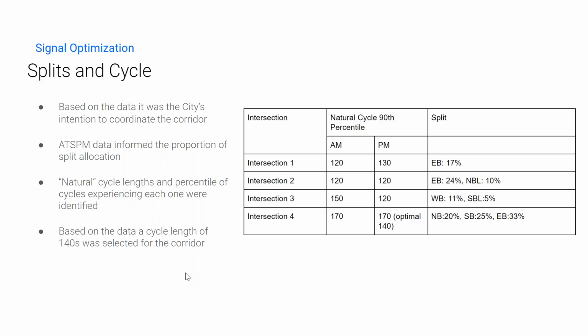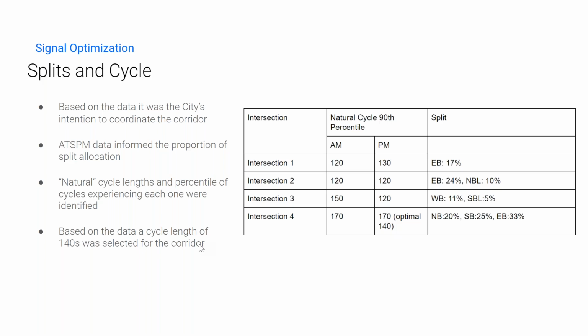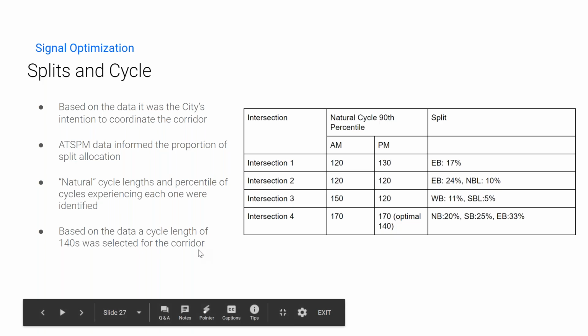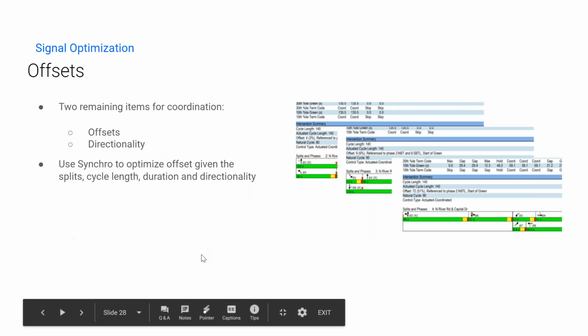And then we also have the splits. The split allocation is also there, so the proportion of the split time that's being allocated to the minor movements is also available. We can get that from the ATSPM data. So we have the split proportions, we have the cycle length, and based on the 90th percentile, the agency decided to go with a cycle length of 140 seconds to implement. The good thing about ATSPM data is that you can implement and then go back to the data to see how well it's performing.